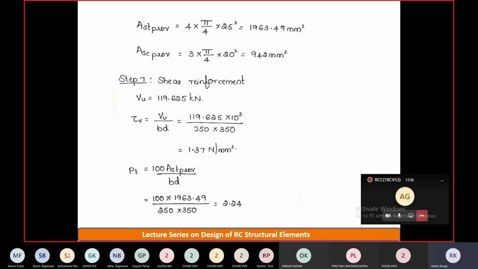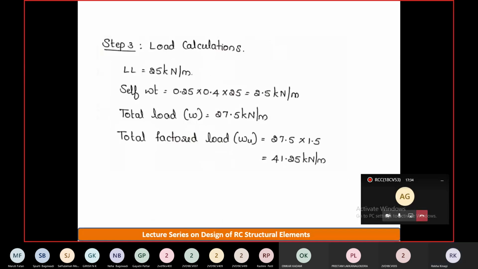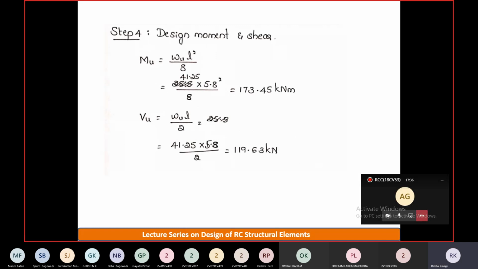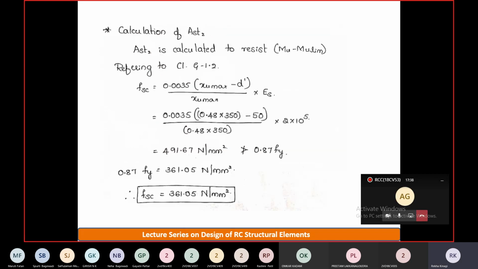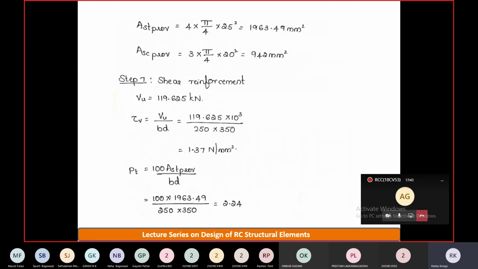So in the previous step itself, we have calculated the value of Vu, that is 119.63 kilonewton. So the same value we are going to consider here, that is shear capacity of the section. So tau v is equal to Vu by Bd.